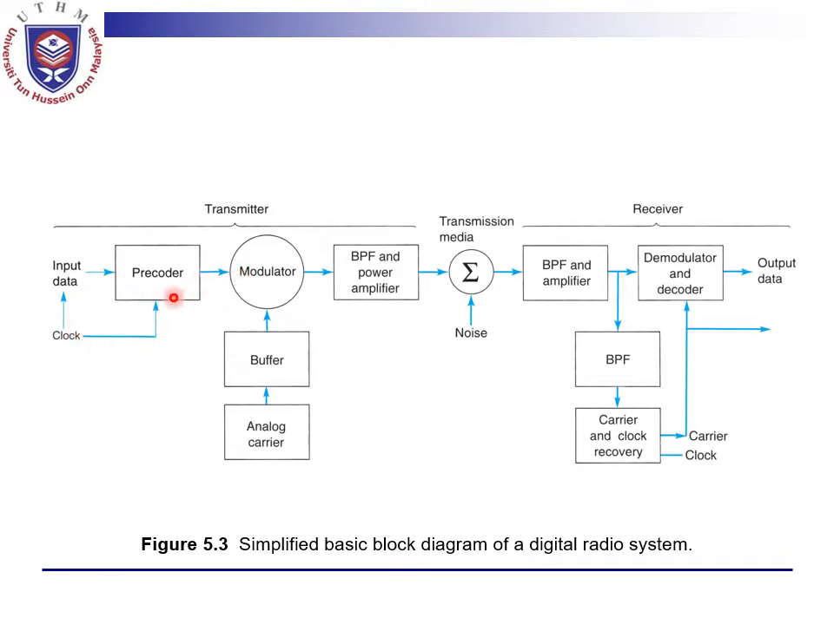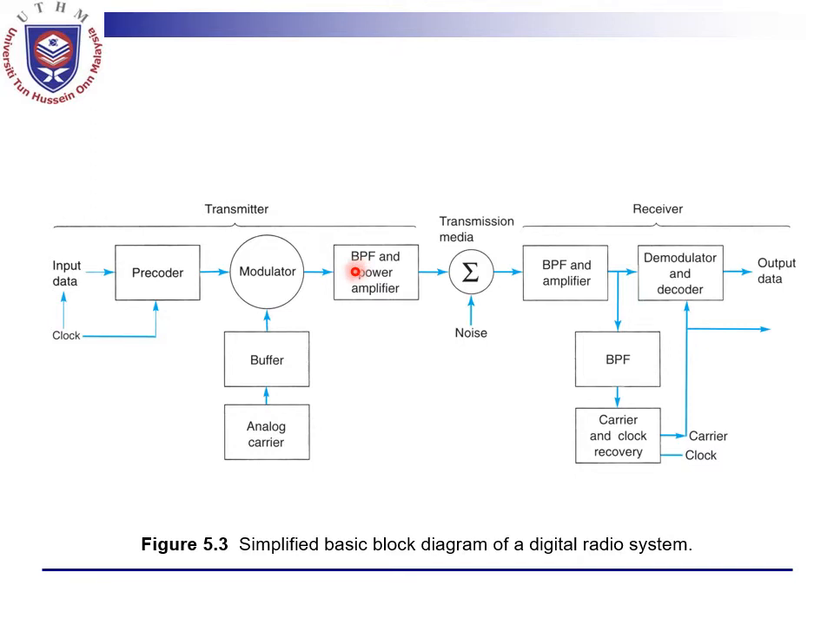Before the data is modulated, it will go to the precoder side. Then we have here the analog carrier, the carrier that functions to carry the input data. It will stay at the buffer before it goes to the modulator process. Then at the modulator, the carrier will be combined with the input data. After the modulation process, the modulated signal will be filtered. BPF is band pass filter.